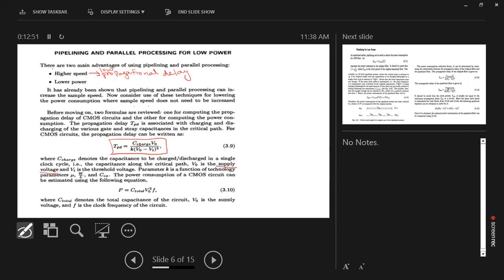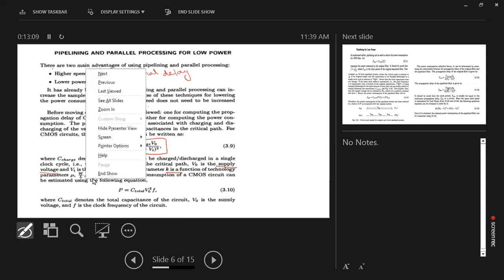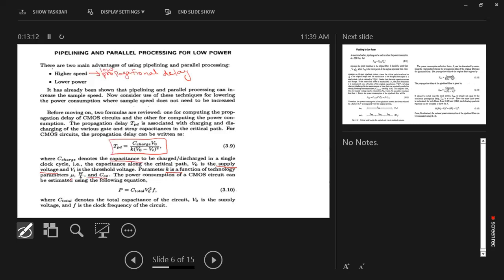C means the charging time of the capacitances, whatever capacitance is charged. And K represents a constant parameter, which is a function of the W by L ratio, oxide capacitance and mu permittivity, all these three. This is the formula for propagation delay in the general case, without pipelining and without parallel processing.